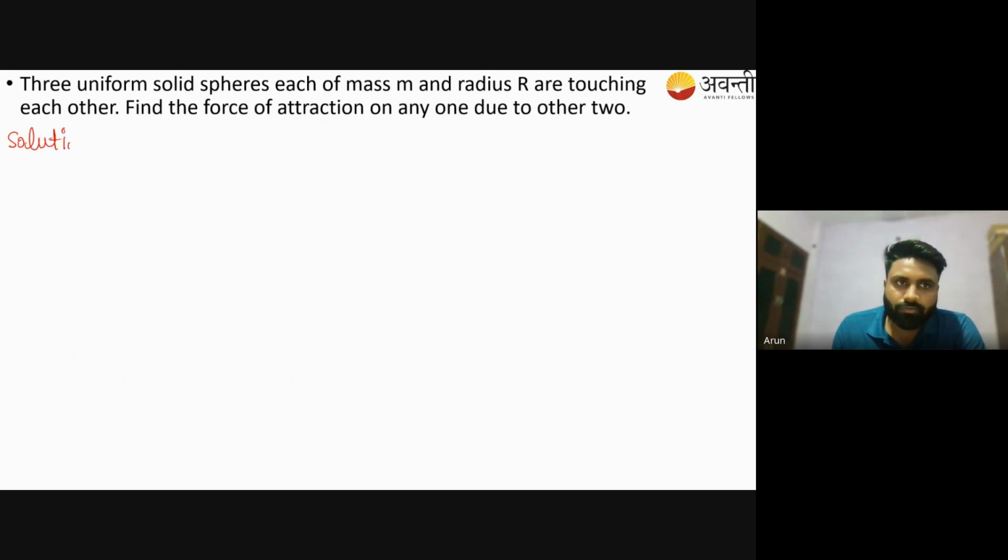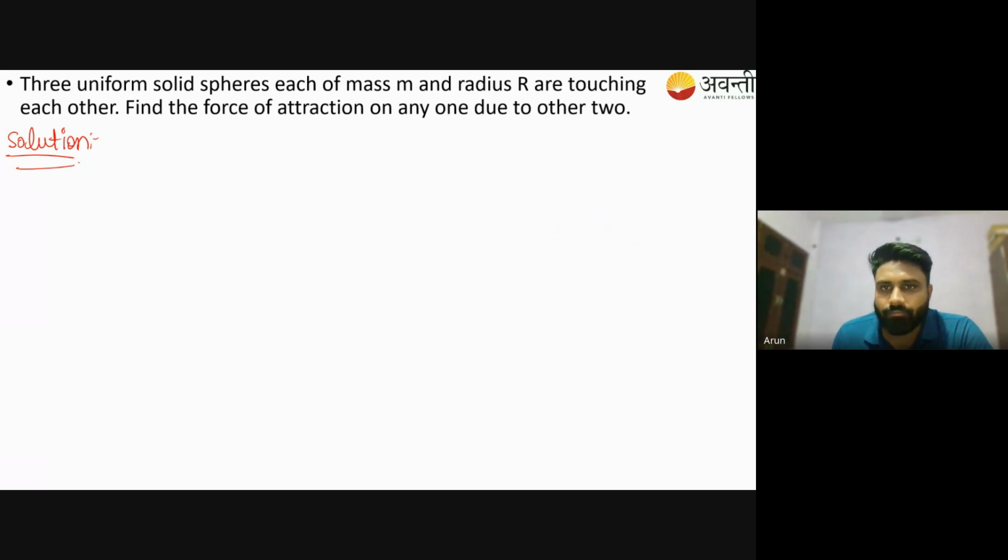Okay. Now I will solve it for you firstly, and the next question you will solve by yourselves. There are three uniform solid spheres, each of mass m and radius r, touching each other. Find the forces of attraction on any one due to the other two. Like say these are the particles which are touching each other. Okay. I will draw it here. This is the particle. This is another particle.